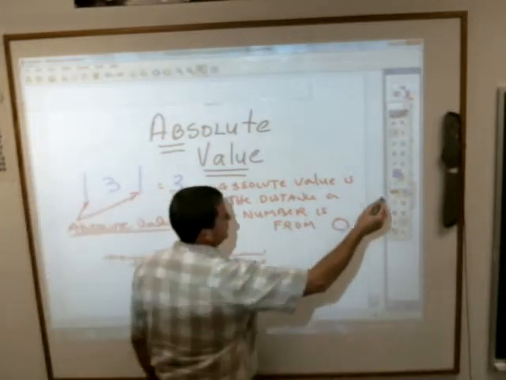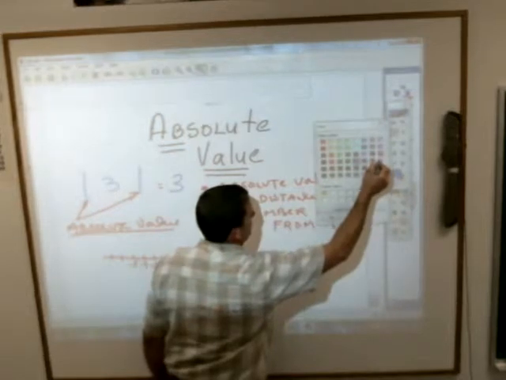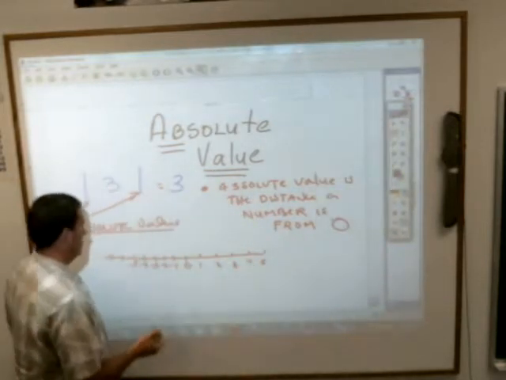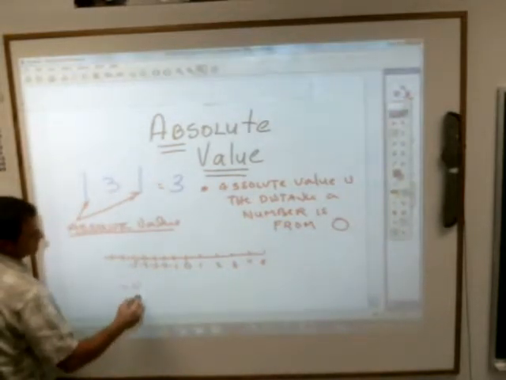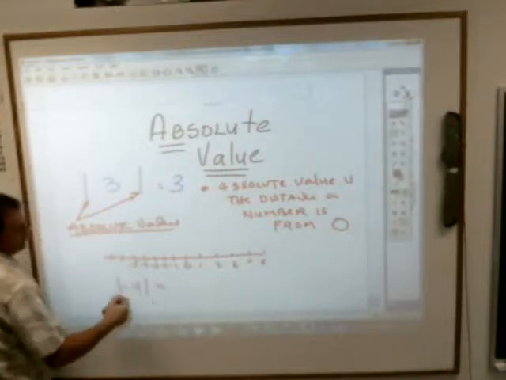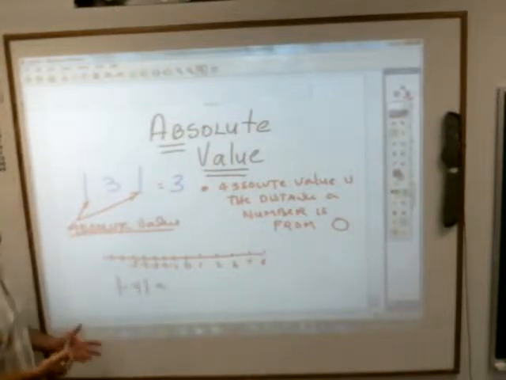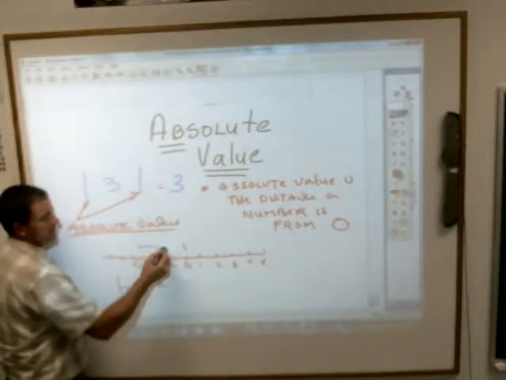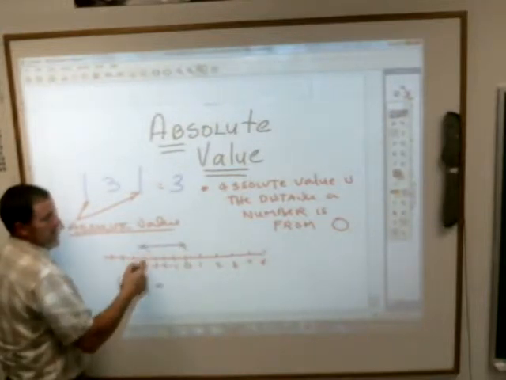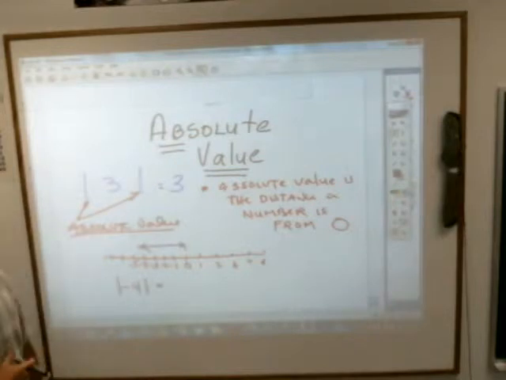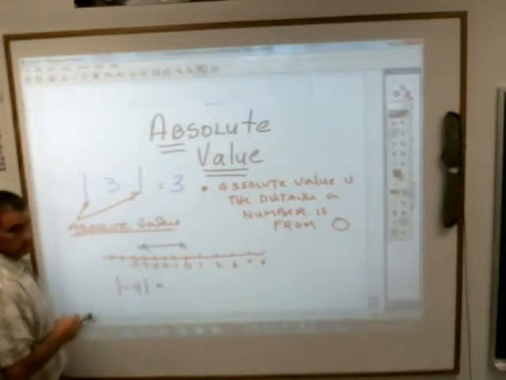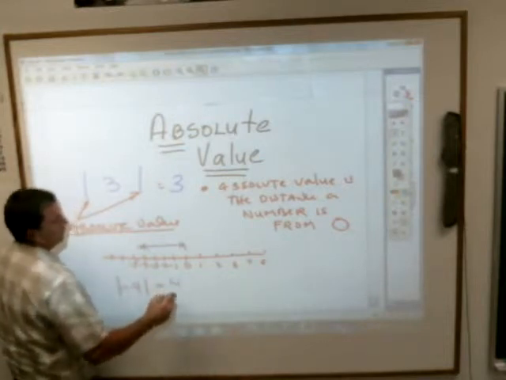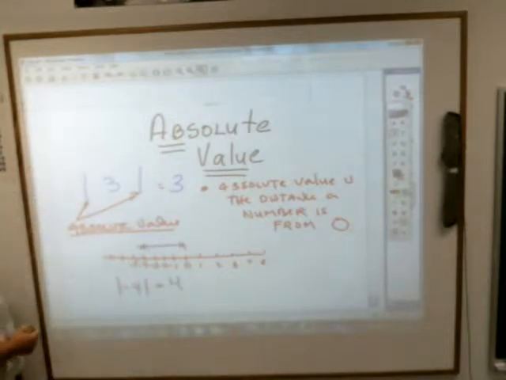But what if I asked you the absolute value of -4? The absolute value of -4 asks this question: what's the distance from -4 to 0? What is that distance there? Kyle? Positive 4. Well, it's just, yeah, it's 4. Positive 4 would be fine.